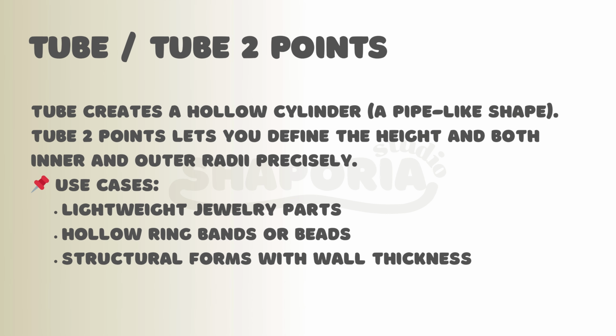Tube creates a hollow cylinder, a pipe-like shape. Tube 2 points lets you define the height and both inner and outer radii precisely. Use cases: lightweight jewelry parts, hollow ring bands or beads, structural forms with wall thickness.